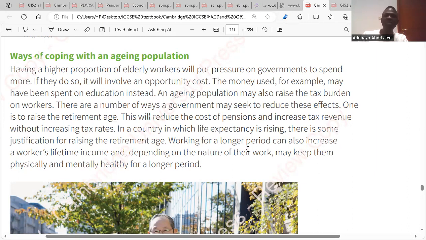So this will reduce the cost of pensions and increase tax revenue without increasing tax rates. Because people will still be able to work till that age, they will still be paying income tax. So government does not need to increase taxes. Do you understand what I'm saying here? Because the number of people working is still high, government does not have to increase taxes to meet up with rising government expenditure. So increasing the retirement age becomes an opportunity cost for workers, because workers will not have to pay more taxes. So it is either government increases taxes or increases the retirement age.